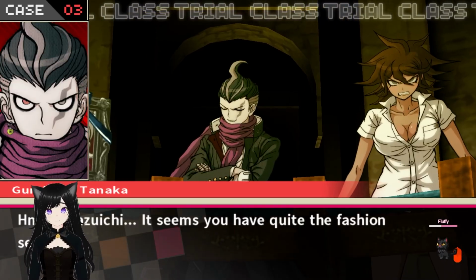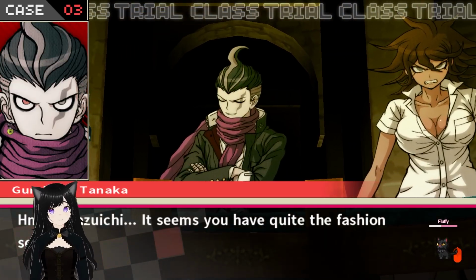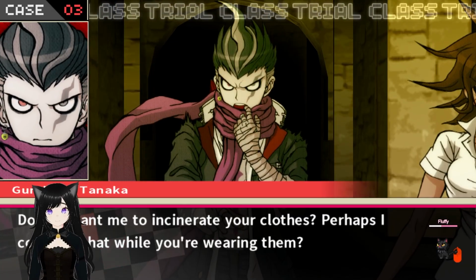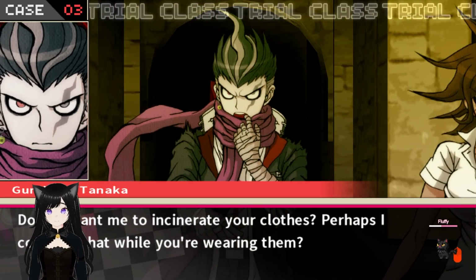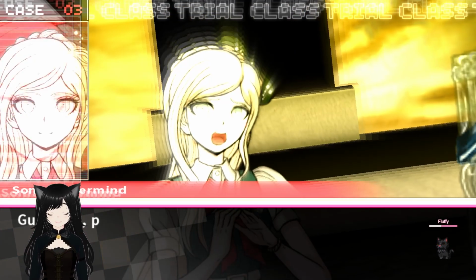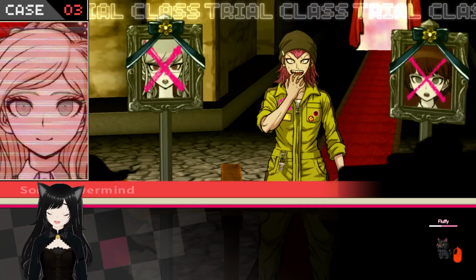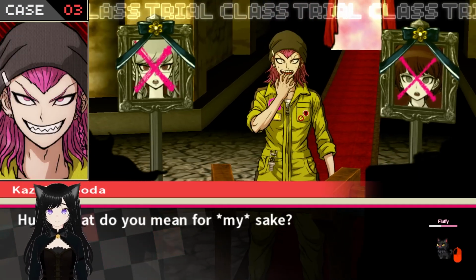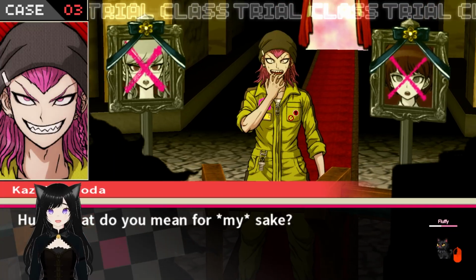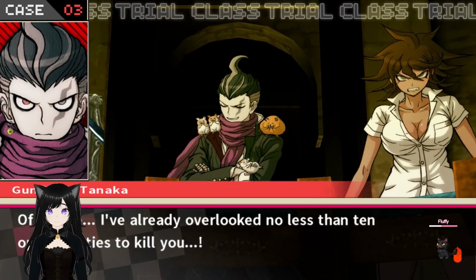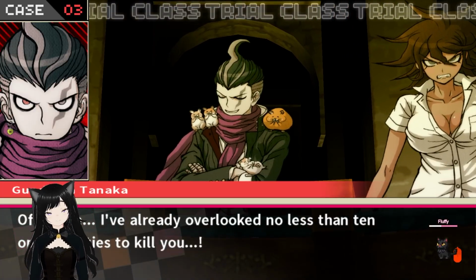Kazuichi, it seems you have quite the fashion sense. Do you want me to incinerate your clothes? Perhaps I could do that while you're wearing them. Gundam, please stop! For his sake. Right, for his sake, exactly. What do you mean, for my sake? Because you have a big mouth? Of course. I've already overlooked no less than 10 opportunities to kill you.